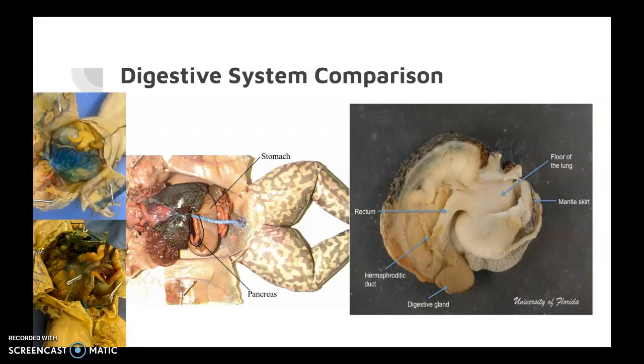And on the pictures, that big blue part on the left for the frog, that's the liver. And then up top right here, this is the stomach. And then as you can see here, this is the small intestine.